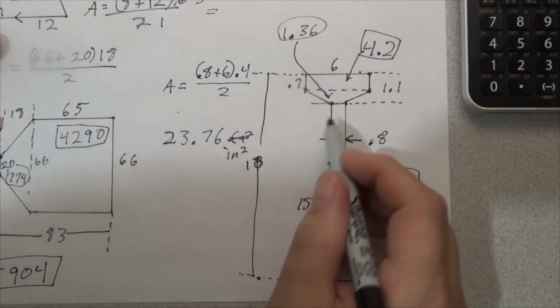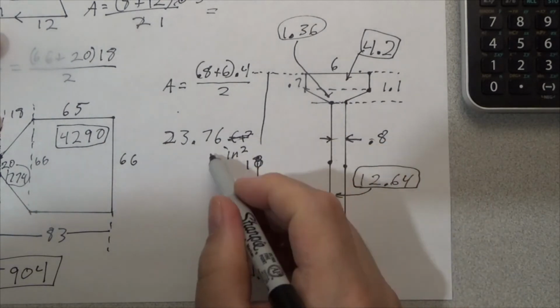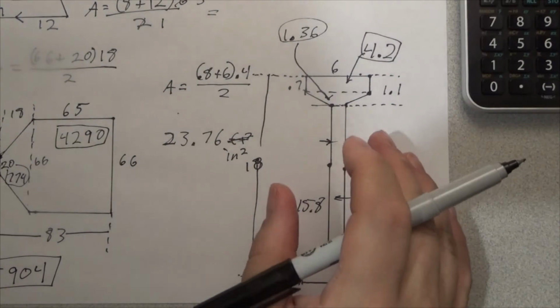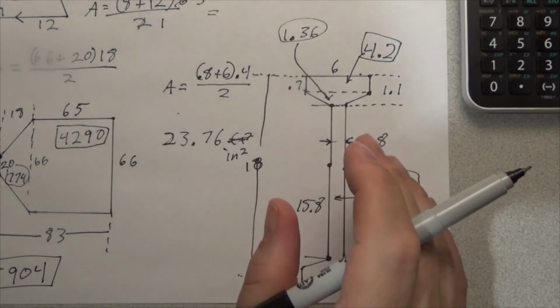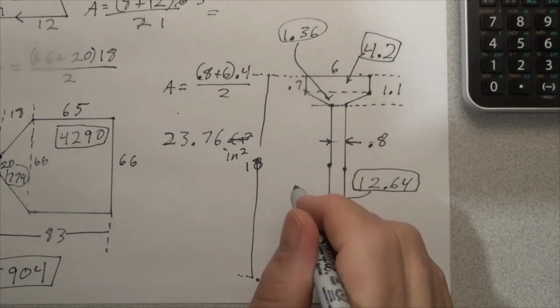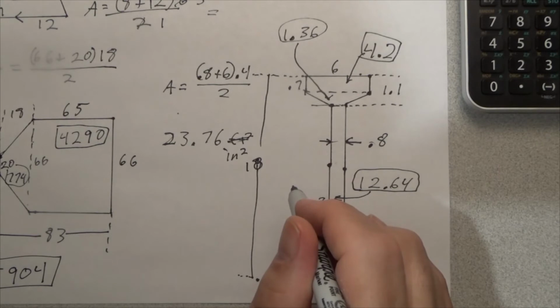Anyway, so the surface area here is 23.76 square inches. Okay, so the second part of the problem says that the tensile strength on this beam is 52 pounds per square inch.